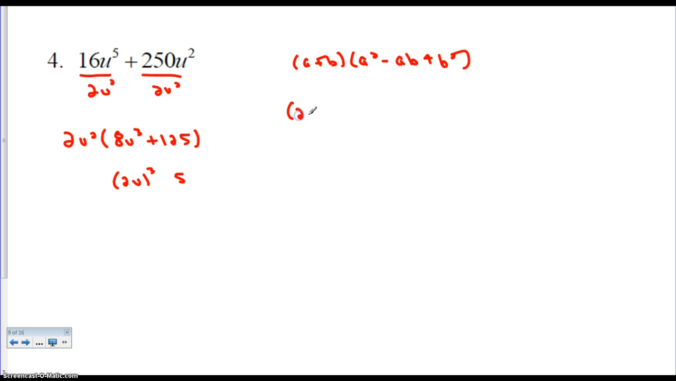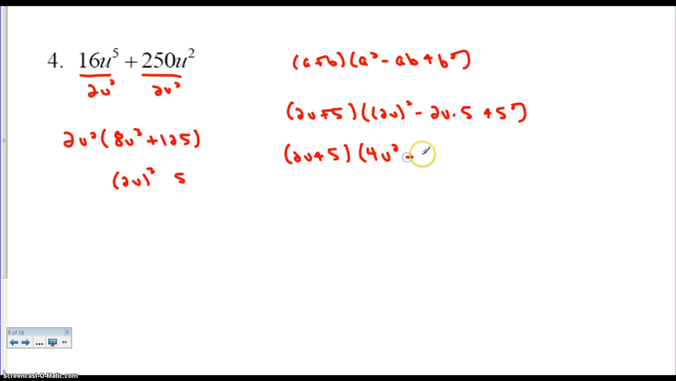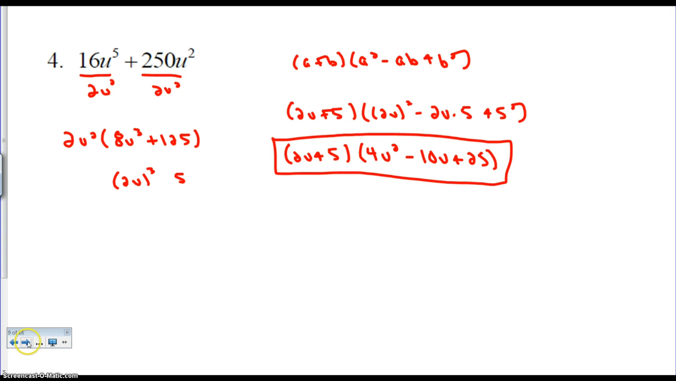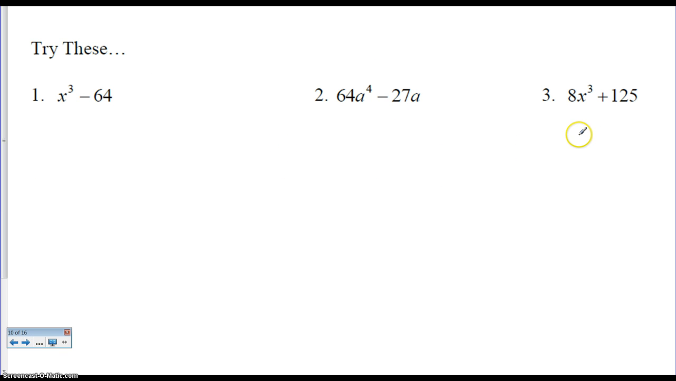So I'm going to have 2u plus 5, and then I have 2u squared minus 2u times 5 plus 5 squared. So I end up with 2u plus 5 times 4u squared minus 10u plus 25 is the fully factored out solution. Okay, I want you guys to try these 3 questions and we'll go over them tomorrow in class.